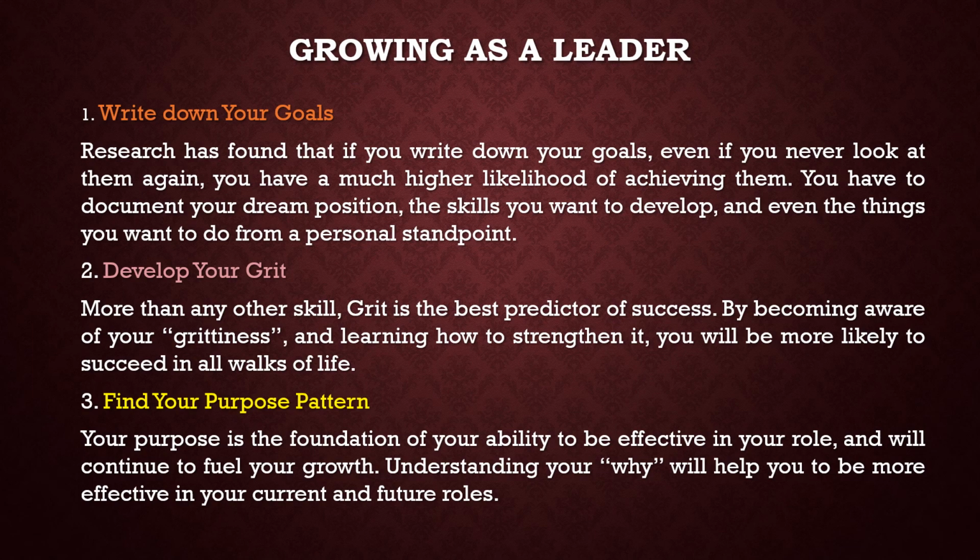So what are the things that you have to know as you grow as a leader? Write down your goals. You have to be very precise and very clear about what your goals are. Develop your grit. Develop your grit means develop what you are, what good skills you have. That is grit here. It is a predictor of success. By becoming aware of your grittiness and learning how to strengthen it, you'll become more likely to succeed in all walks of life. So you have to develop your strong points. That is what it means.